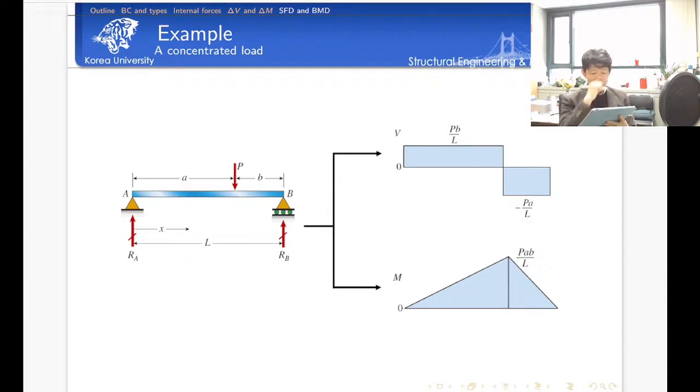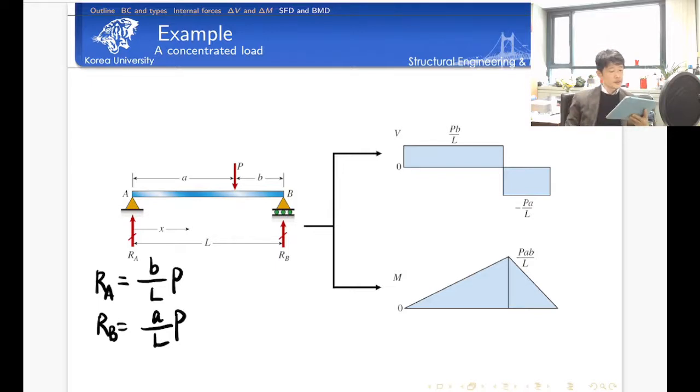Let's check the force equilibrium, then we can easily determine the reaction. The reaction is equal to what? By the proportional relation, RA is equal to B over L times P. And RB is equal to A over L times P. I just used the moment equilibrium. For instance, L times RB, if you choose the reference point for the moment calculation at point A, is equal to A times P. If you move L to the right hand side, we can determine the reaction acting on point B.